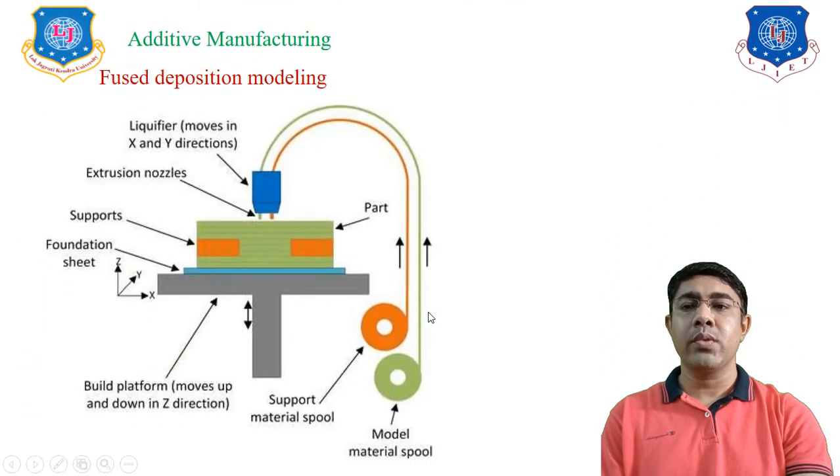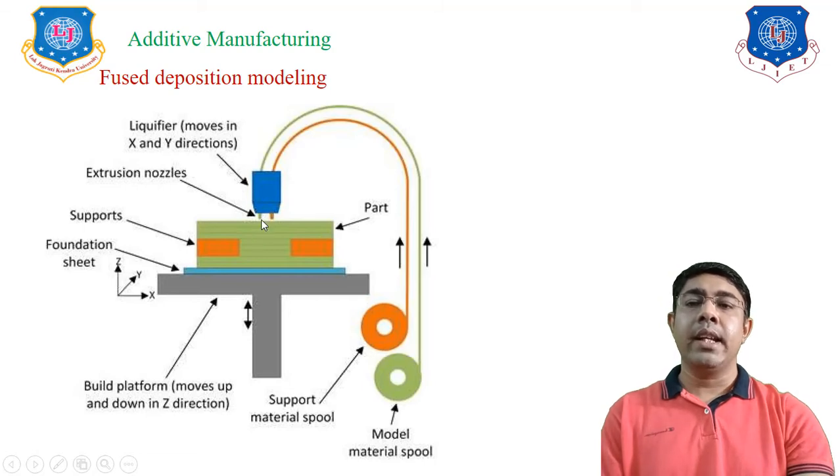So the next additive manufacturing process is fused deposition modeling. In fused deposition modeling, a model material spool and a support material spool are used, and the filament is transmitted to the extrusion nozzle. Here you can see the extrusion nozzle, and here the fabrication platform is moved up and down, as shown.